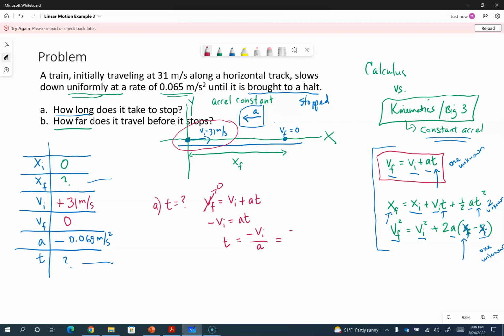So now I'm going to go ahead and plug in from my table. I know the velocity was positive 31 meters per second initially. The acceleration is negative 0.065 meters per second squared.